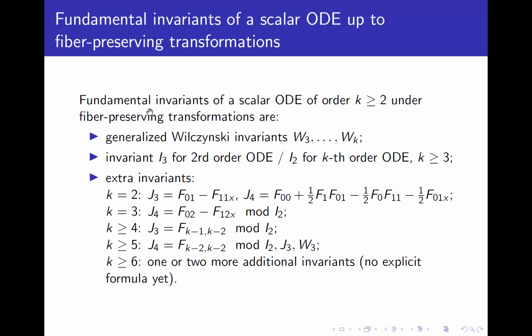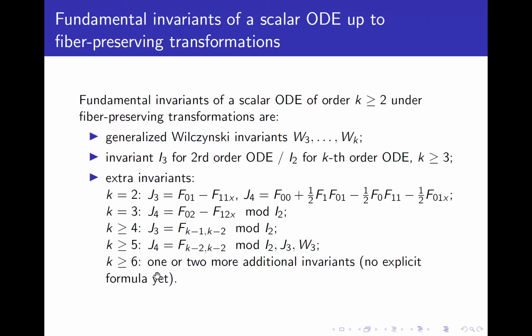And the same thing happens for fiber preserving transformations. So we also have Bolshinsky invariants here. Again, we have a shift of degrees, and we start from second order ODEs already. And here is a table of invariants. Again, some of them come from point geometry and contact geometry. Some of them are new, like this one, for example, G4 for second order ODEs.